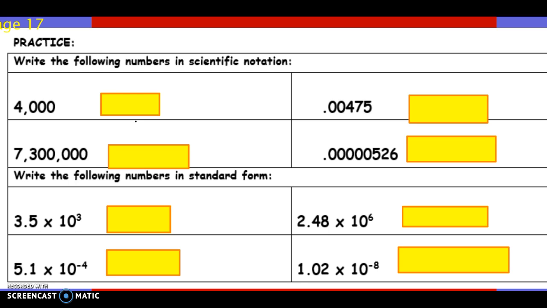Remember, a number in scientific notation starts off with a number that's between 1 and 10, and then it's times 10 to a power. The power is positive if the number is greater than 1 to begin with, and the power will be negative if your number was very small to begin with. All right, go ahead and hit pause and hit play when you are ready.